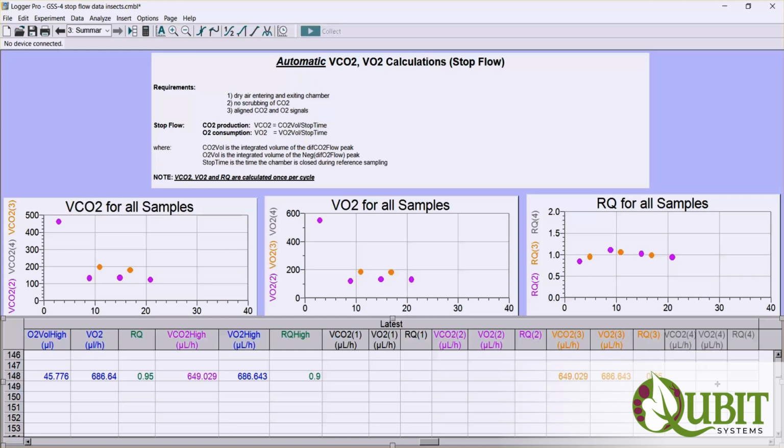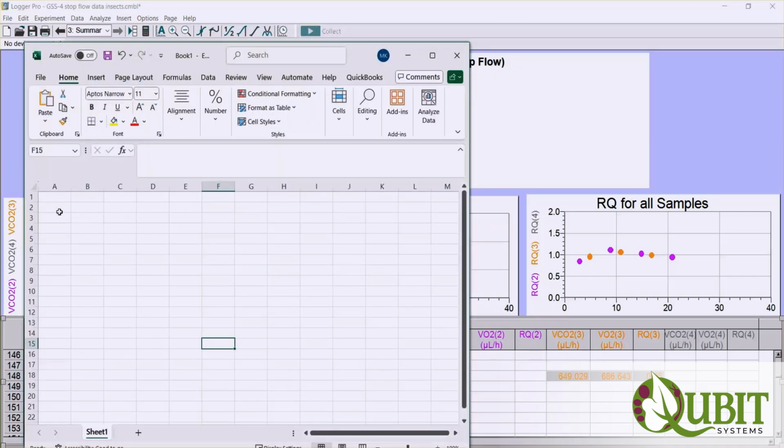Now you can take this data directly from Logger Pro by pressing Control-C and copying it into a spreadsheet with Control-V, like this. You have to type in the column titles yourself; they do not get translated. So VCO2, VO2, and RQ. You can do that for all the data for the individual points.